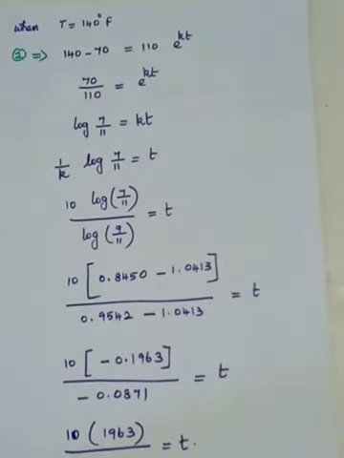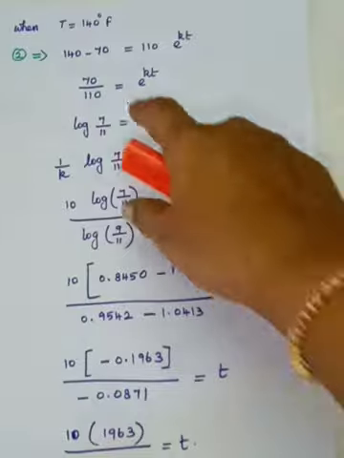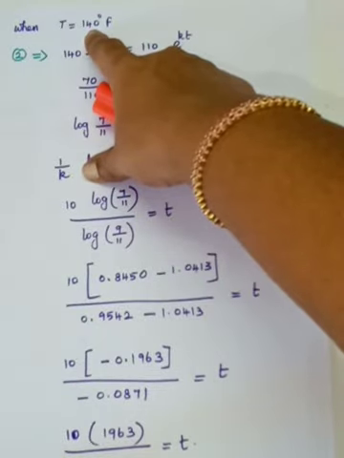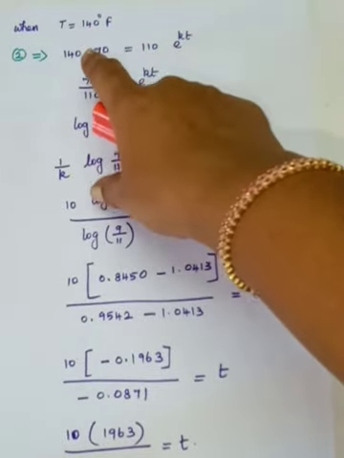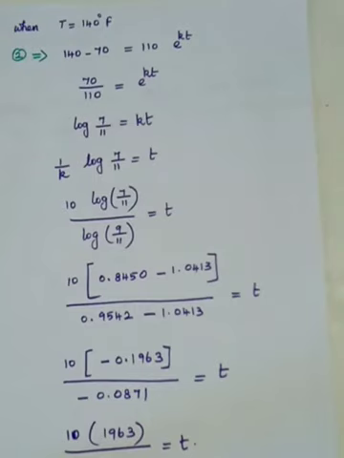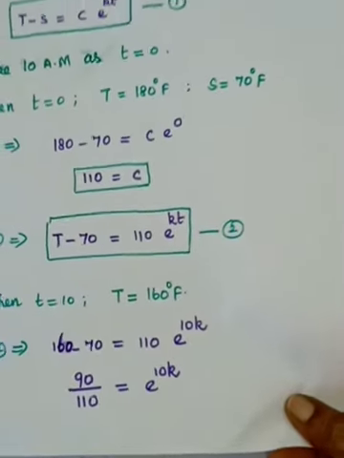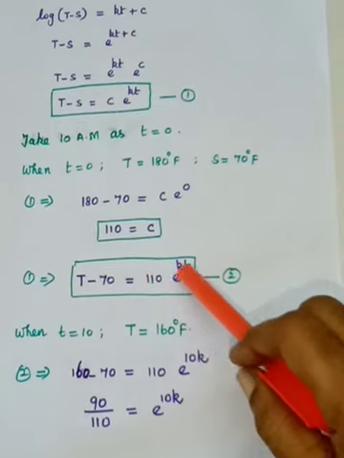In the same way, in the problem it is given that the temperature of the coffee is between 130 to 140 degrees. So here next you have to take T is equal to 140. This has to be substituted in the second equation. So in the second equation, what is it? It is T minus 70 is equal to 110 e power kt.